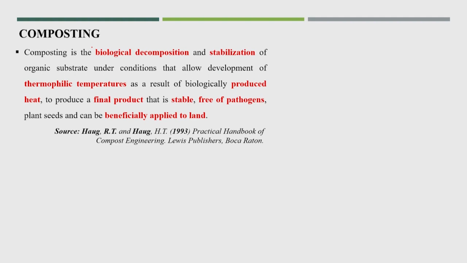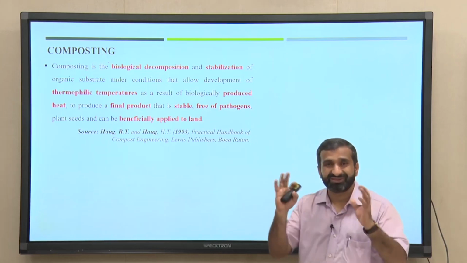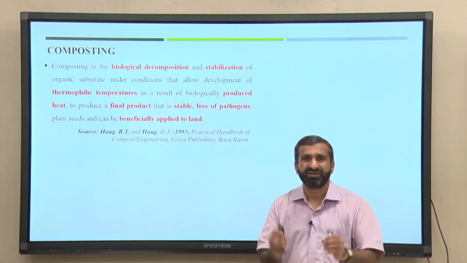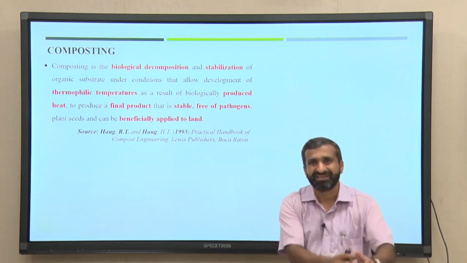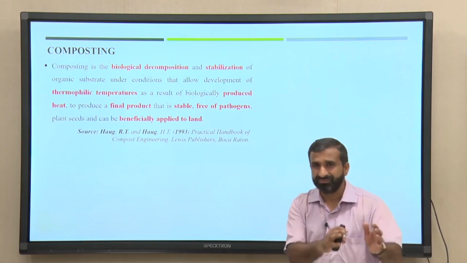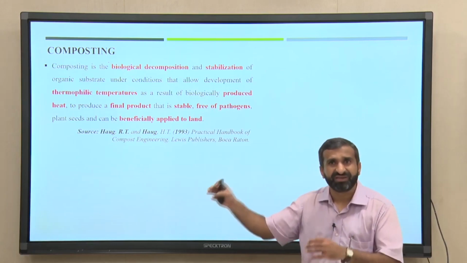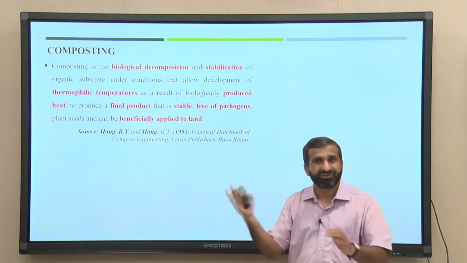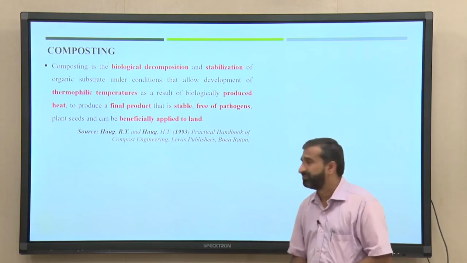The definition given is: composting is a biological decomposition. Remember, it is a biological decomposition. Many times you have heard words like mechanical composting plant. I never really understood why they call it a mechanical composting process, as it is purely a biological decomposition process. They say mechanical because there is some mechanical equipment for filtering the compost, but I think it is not a mechanical composting process, it is a biological composting process.